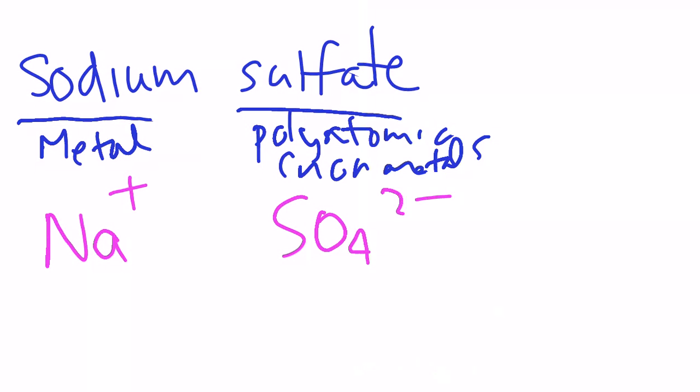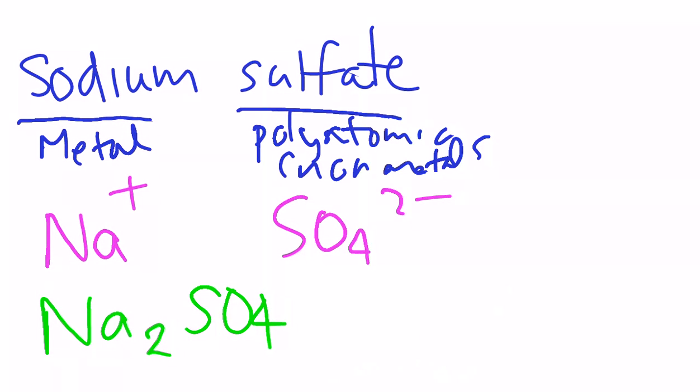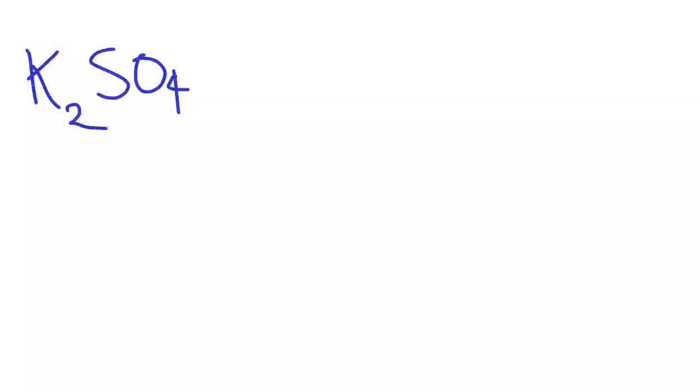So now we have to think about how many sodiums we're going to need in order for this to be a neutral compound. If sodium has a +1 charge and sulfate has a 2- charge, we'll need 2 sodiums for every 1 sulfate. So we write Na2SO4. Okay, so let's look at this example. For this example, we look at K. K is potassium.